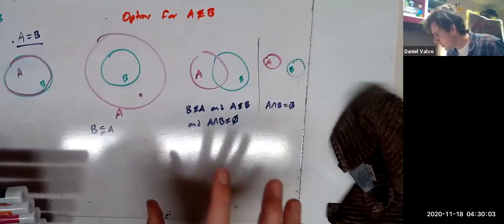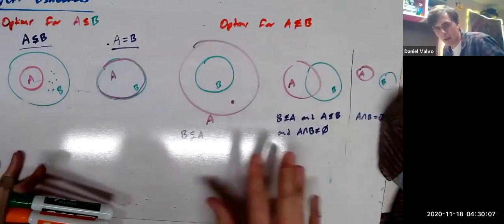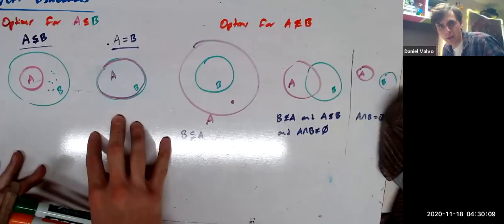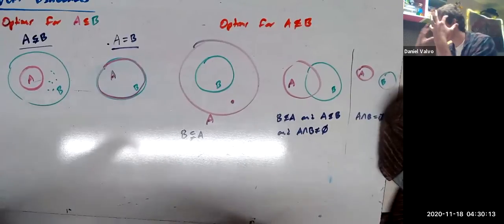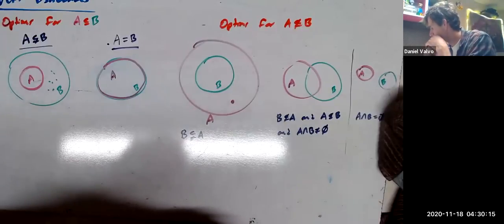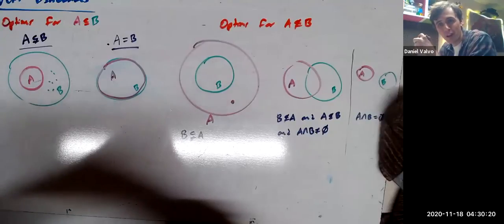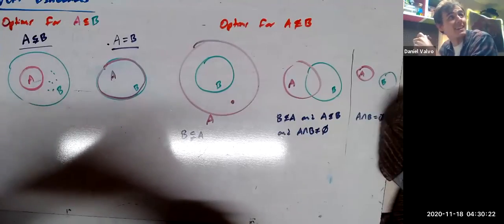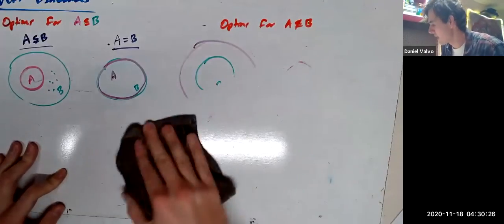So these are the 3 ways that A cannot be contained in B. And these are the 2 ways A can be contained in B. These are just interesting things to think about. They'll be very useful when we start proving weird theorems about intersections and unions and things like that. But anyway, we'll do that Thursday.